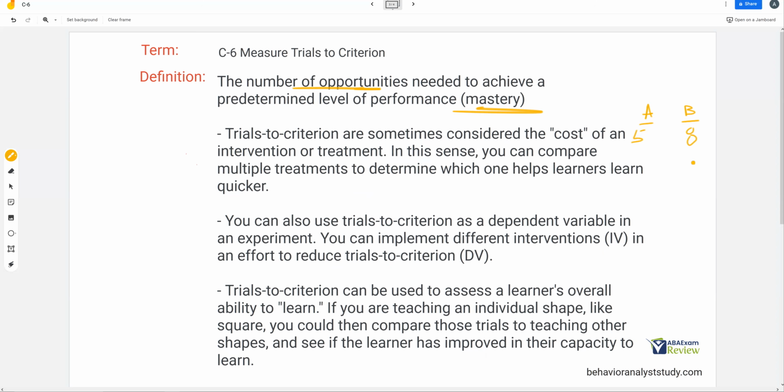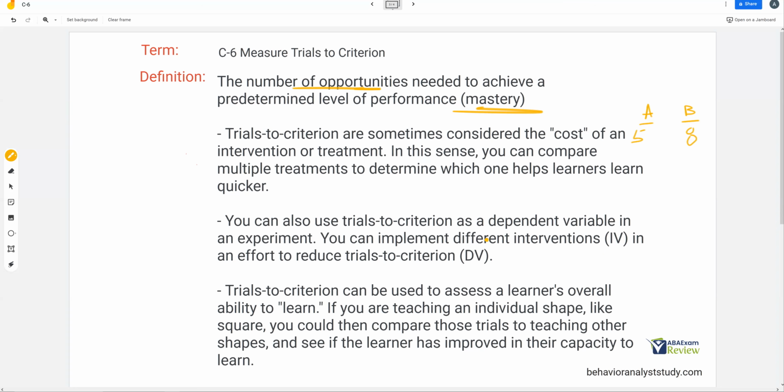It's going to take longer. It's going to potentially use more resources, potentially more time. Now, small sample size, right? We would want more data, but it's one way of comparing interventions. We have multiple treatments. Let's test them out on a few learners. Which one is more effective at teaching? Which one gets the learner to mastery quicker? Because that might be the one we want to use going forward.